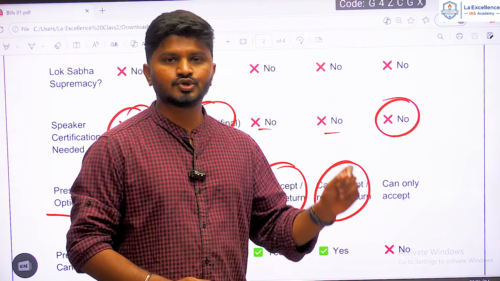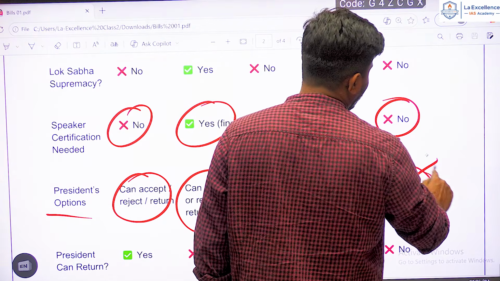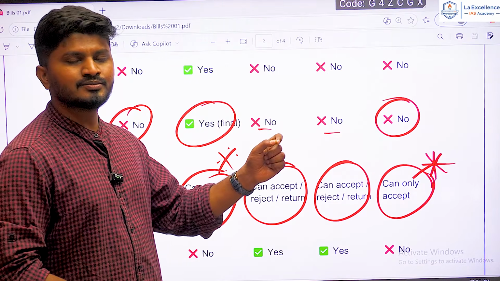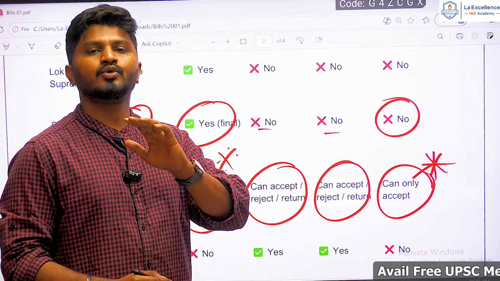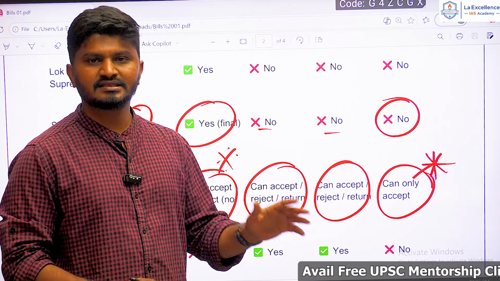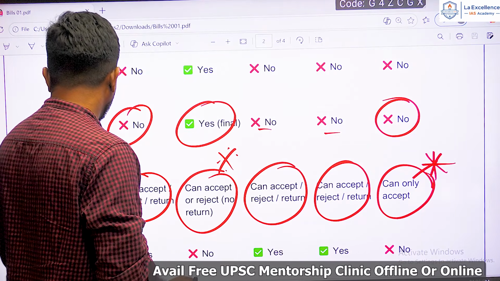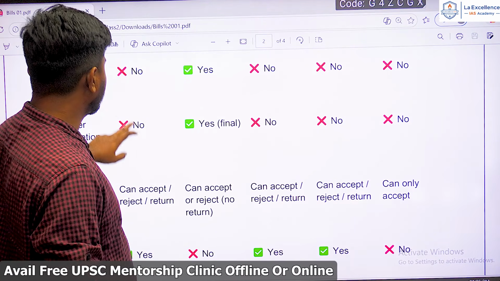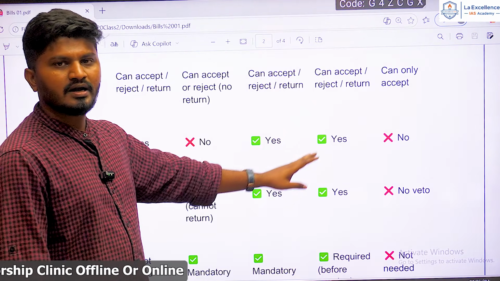And when it comes to constitutional amendment bills, he can only accept. The only option available for president when it comes to the constitutional amendment bill is that he can only accept it. He cannot reject it, he cannot return it, he has to accept it. So as I told you, president can return with respect to ordinary bills, financial bill 1 and financial bill 2.